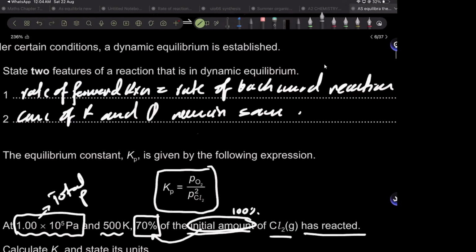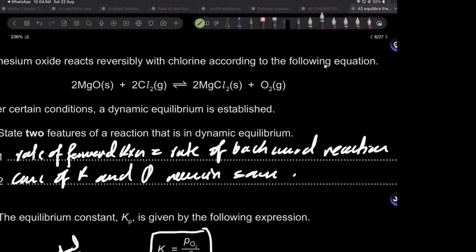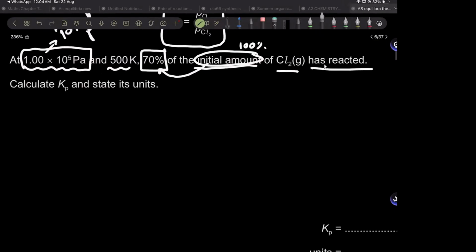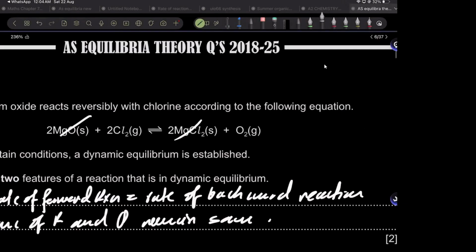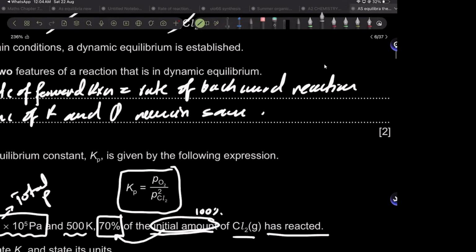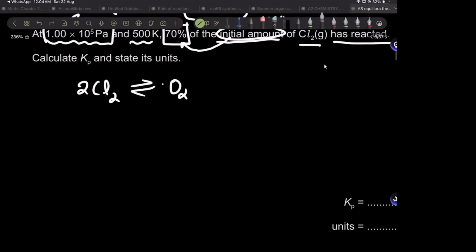So let's write the equation. It's 2Cl2 and O2 on the right hand side. I'm not going to write anything else, just 2Cl2 and O2, because the others are solids and I do not want to mess with those. Just write the ratio, for the sake of ratio, write the equation. So I have this equation.